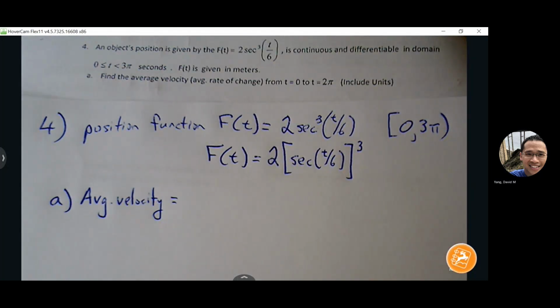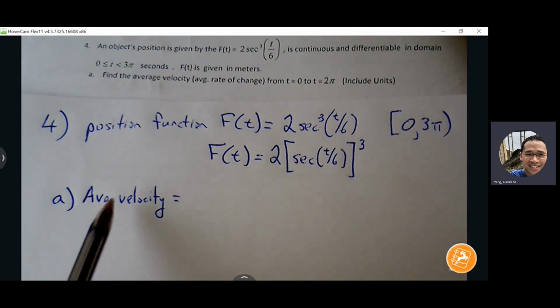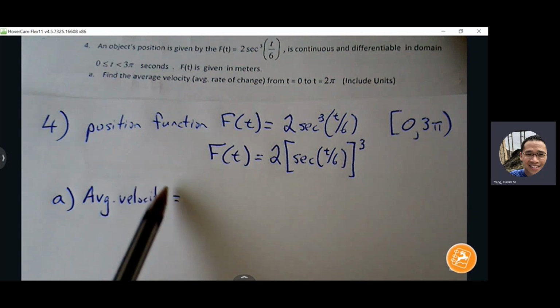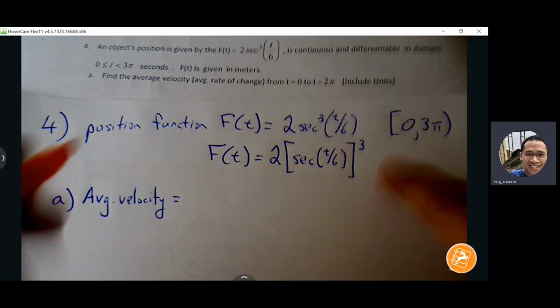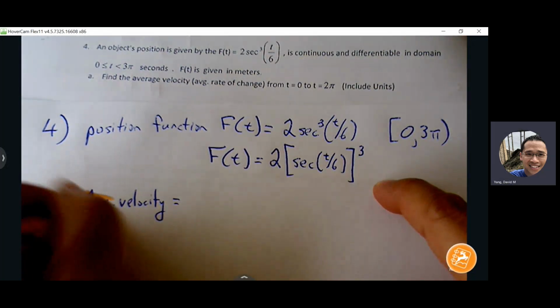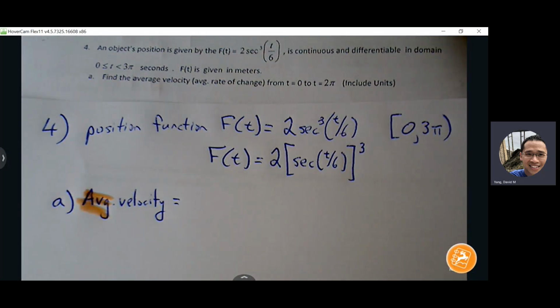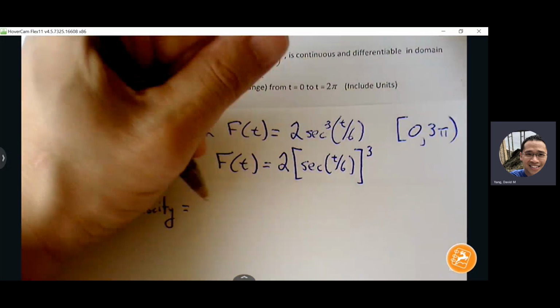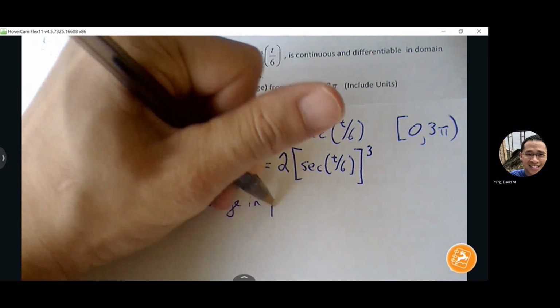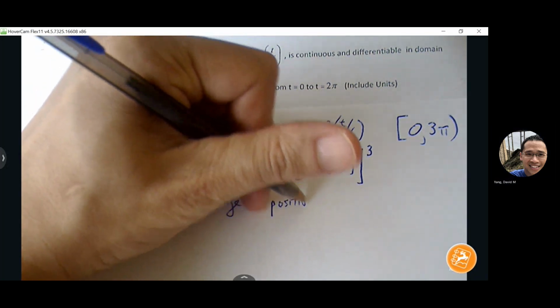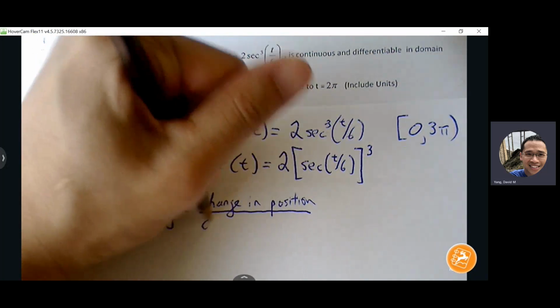Change in what? Position, yeah. The thing that's tricky about this is that for average velocity, we're not going to touch the velocity function, because of this word average. Average is telling us that this is really a slope of position between the endpoints. So this is going to be the change in position divided by the change in time.